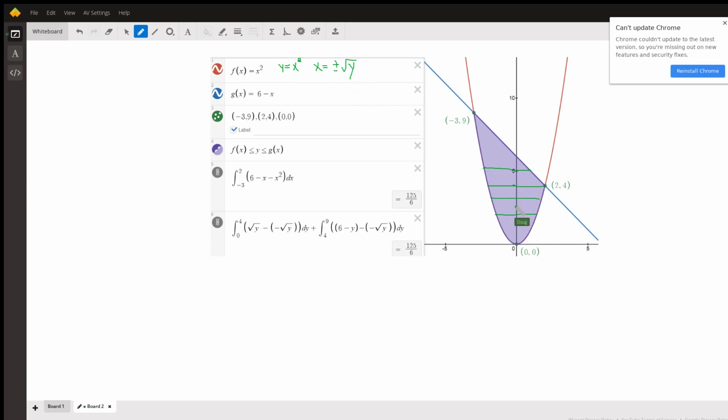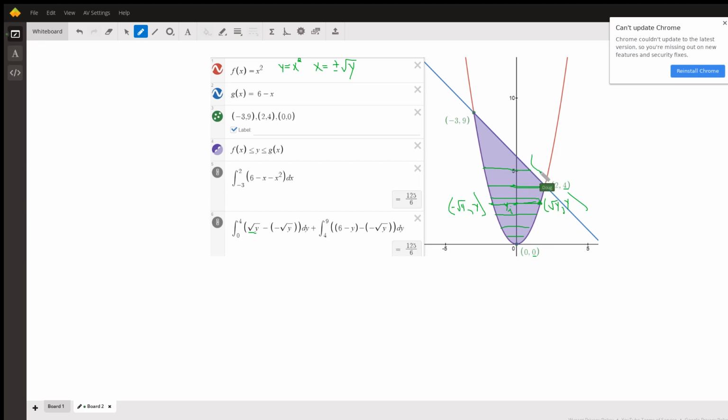And so for each y sub i along in here, the x coordinate of this point is positive square root of y. And the x coordinate of this point is the negative square root of y. And this total distance is x coordinate at the right minus x coordinate at the left. And that's what this is right here. And these rectangles, where we're dealing with the parabola from 0 to 4, well, they stop at 4. Once we get above y equals 4, we have to use a different formula.